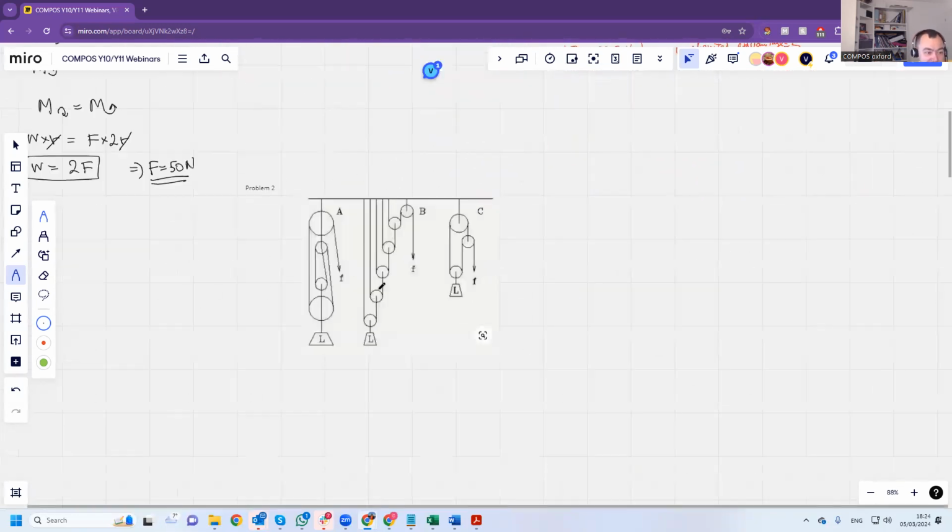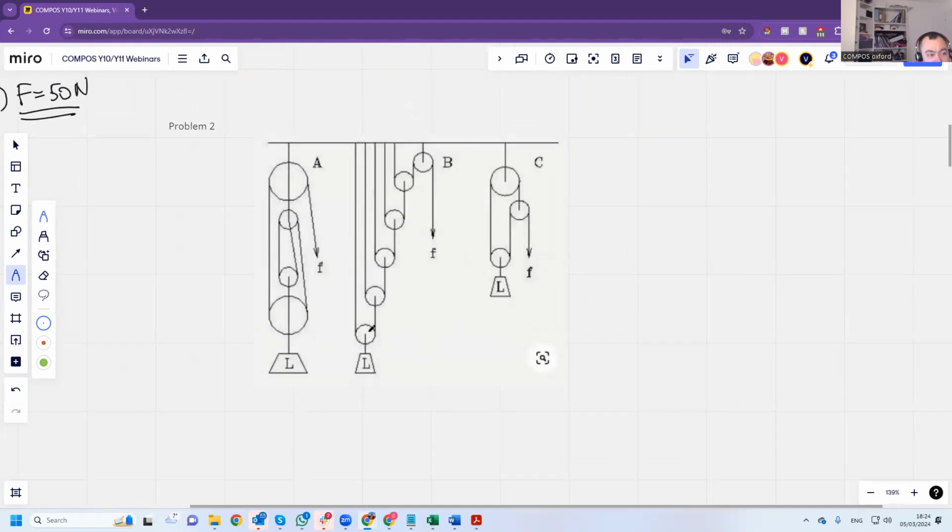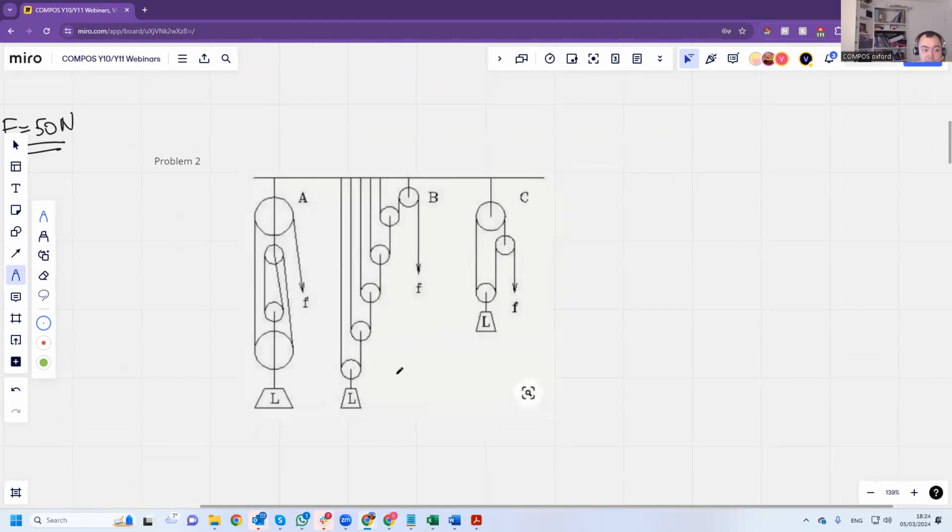Let's have a look at these systems. Same problem: you find F in terms of L. We also assume that the pulleys are stationary, or moving at constant speed.